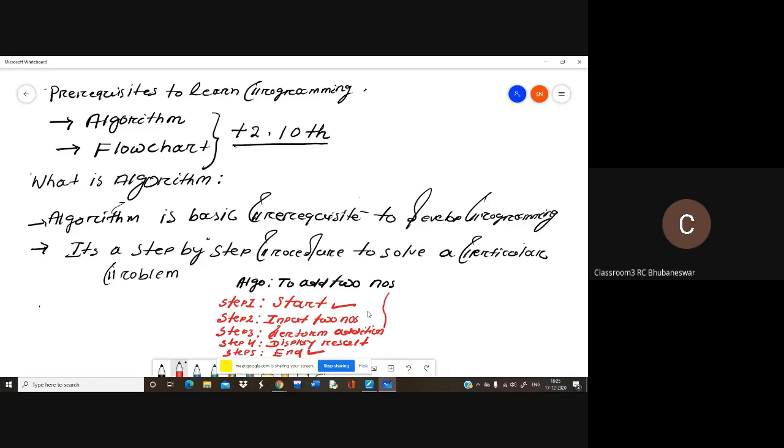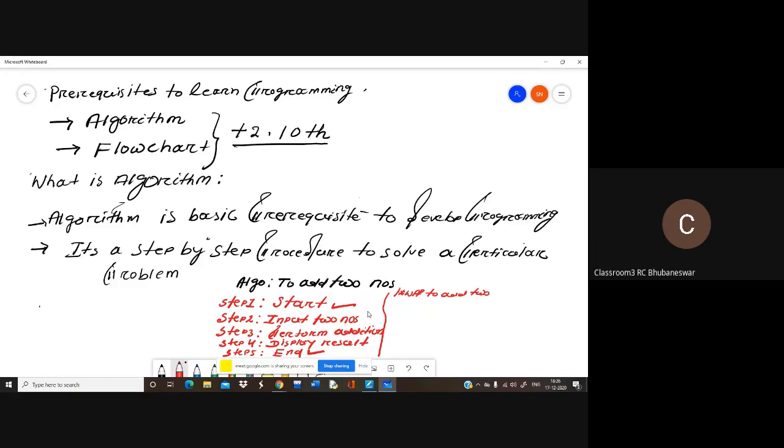So let me relate this algorithm with a program. You must be convinced, sir, that this algorithm is important, right? Otherwise, why should I read algorithm? Let me write a basic program. Just check whether the algorithm relates to the programming or not. Though you don't know the syntax, let me write a basic program to add two numbers.